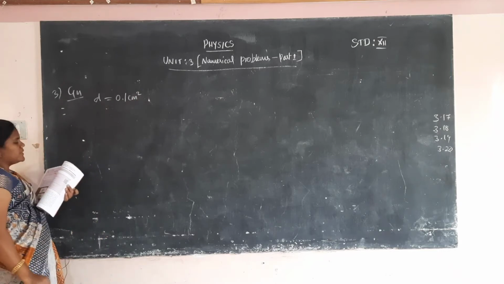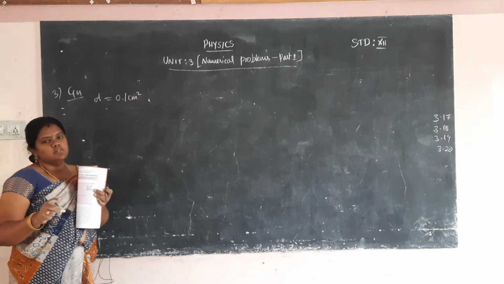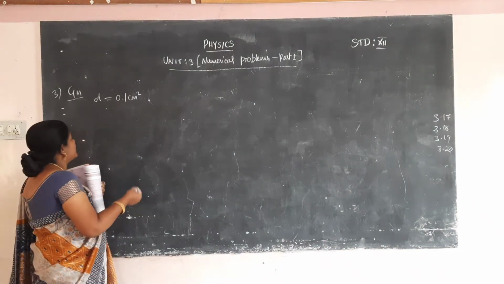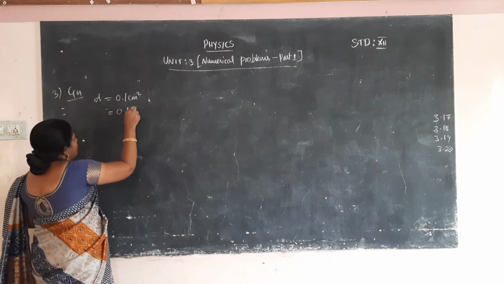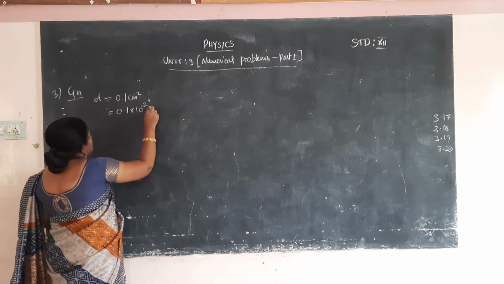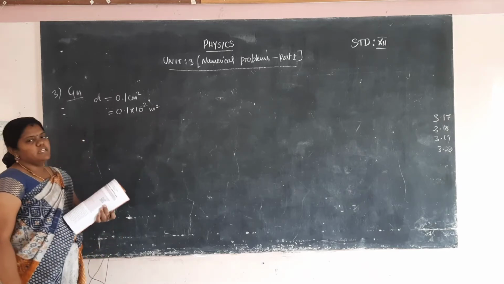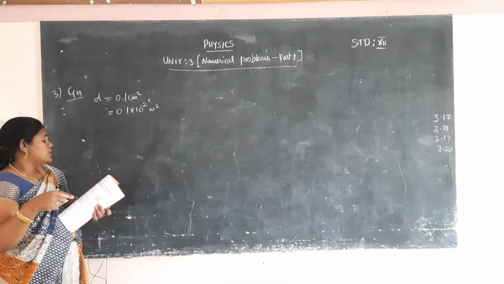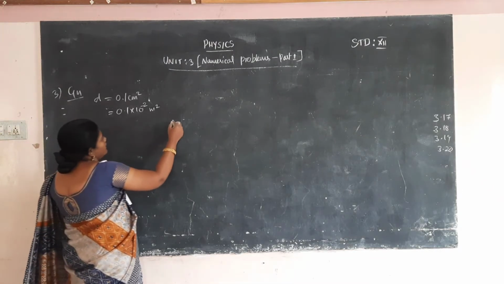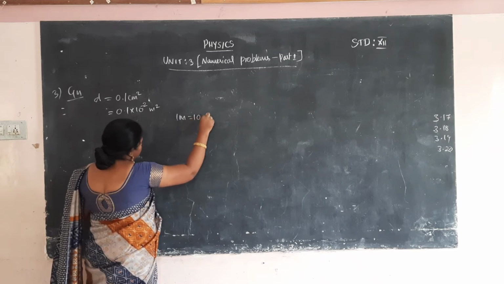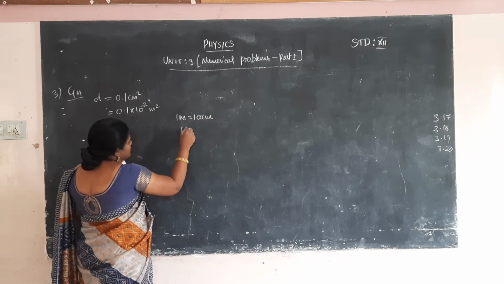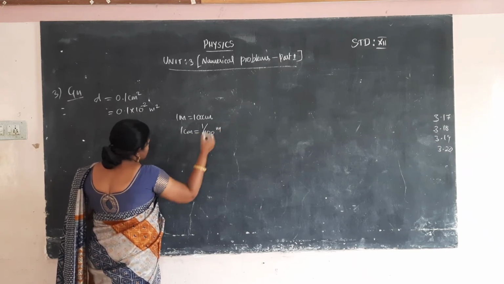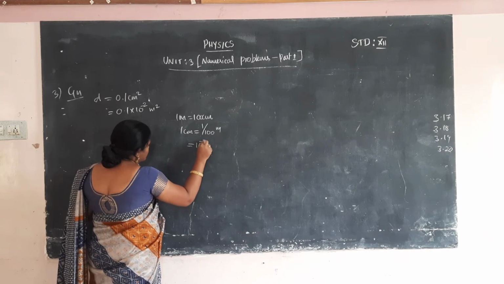Okay, 0.1 centimeter squared. 1 meter is equal to 100 centimeter, so 1 centimeter is equal to 1 by 100 meter, which is 10 power minus 2 meter. So 0.1 into 10 power minus 2 meter. Here centimeter squared is there, so we need to convert it into meter squared.